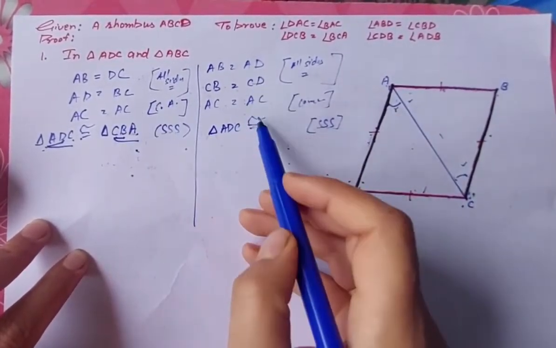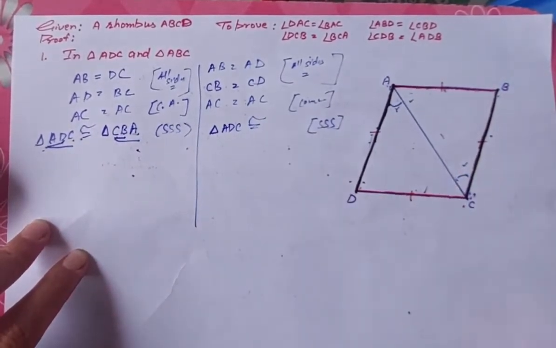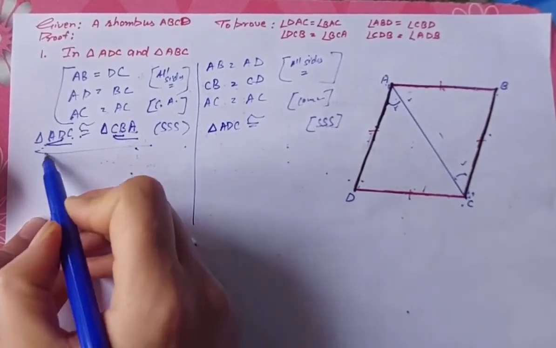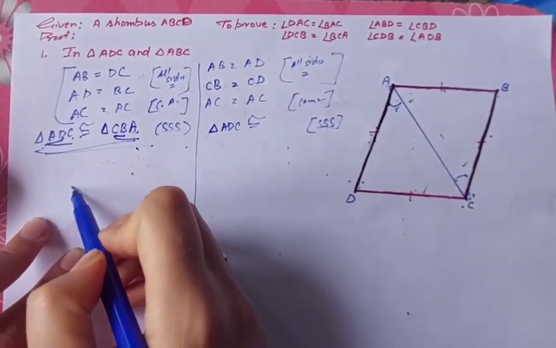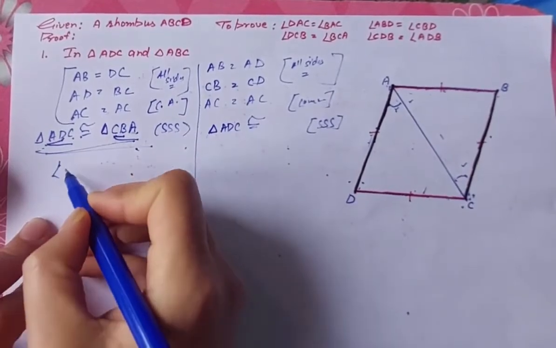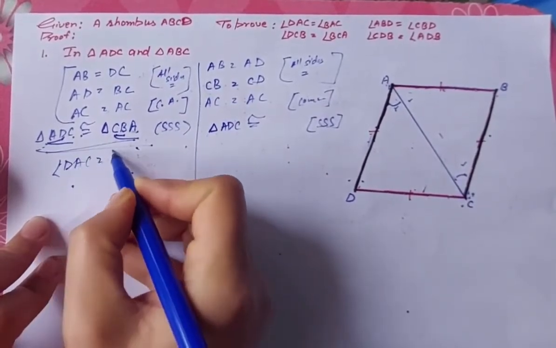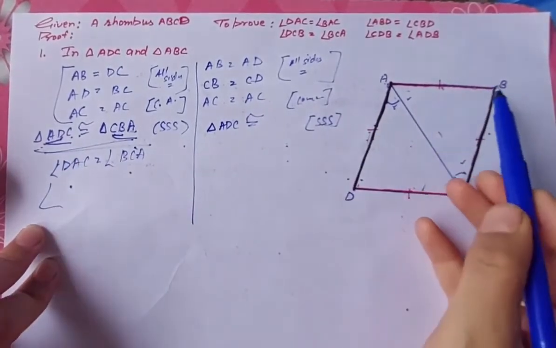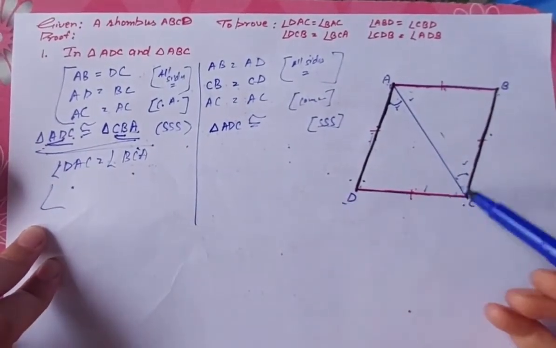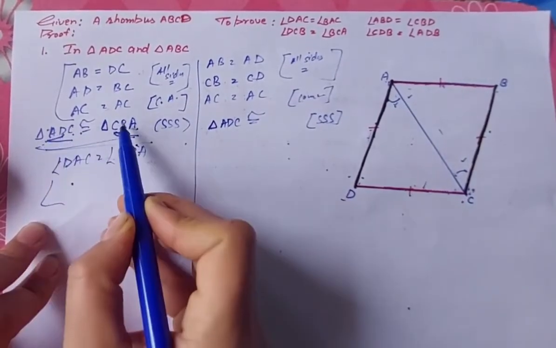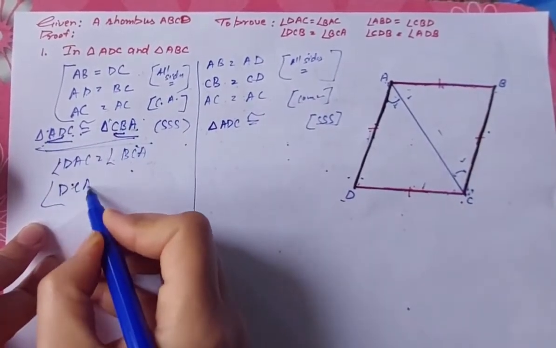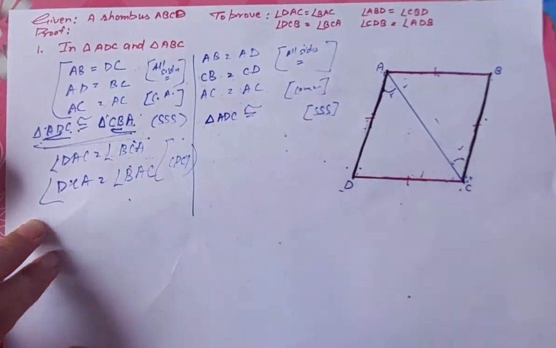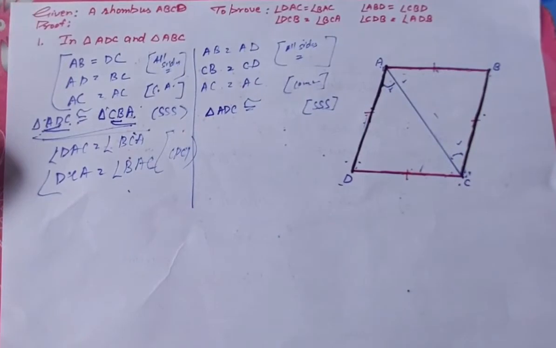It is not that you submit three equalities and write any CPCT you like. On the basis of three equalities we write this, and on the basis of this we write CPCT. So as per this, we have angle DAC equals angle BCA and angle DCA is going to be BAC. This is our CPCT, but we are not supposed to prove this one.